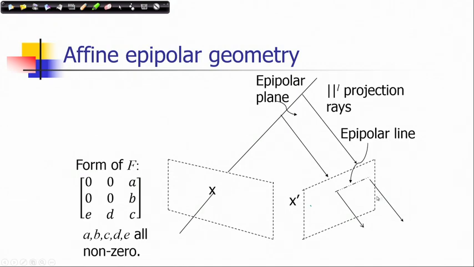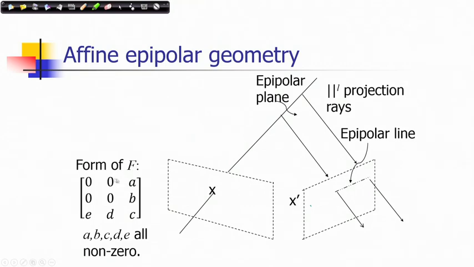Now, how are the epipolar lines formed? Epipolar lines are actually all parallel lines. Here we can see that for the same projection ray, if I take the projection of the scene points lying on this projection ray, then all those image points will form an epipolar line. And since all the rays are parallel in the first camera, epipolar lines also should be parallel.